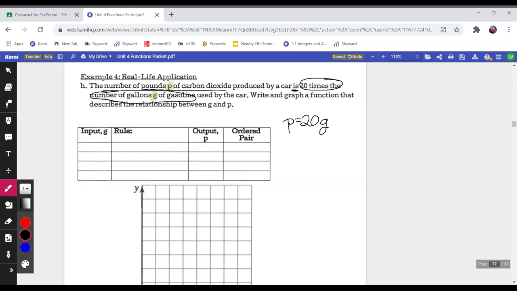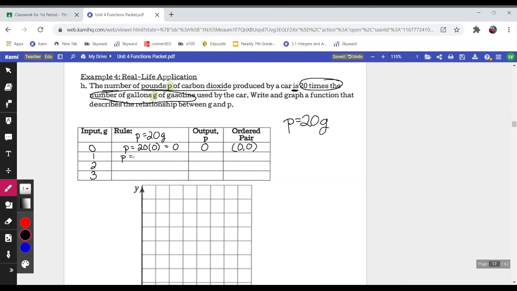If you notice, we're using P and G rather than X and Y. So for my input values, I'm going to start with 0, then go 1, 2, and 3. And it's because you can't have a negative amount of gas in your car. Once you hit 0, there's no more gas. It's just 0. So my rule, P equals 20G. So this becomes P equals 20 times 0. Well, 20 times 0 equals 0, so that's my output. 0, comma 0 is my ordered pair.